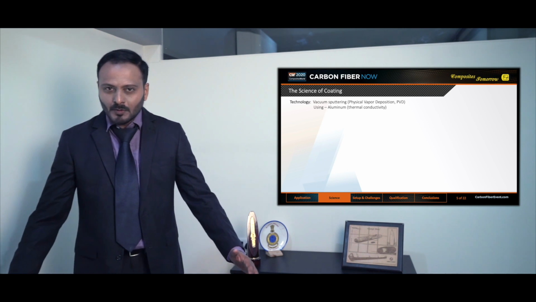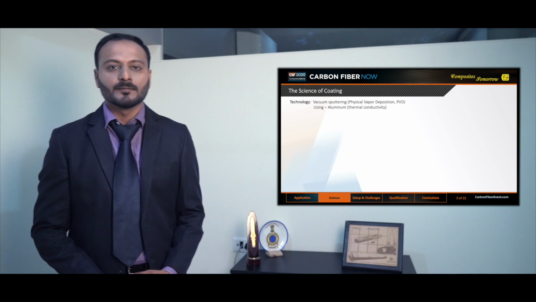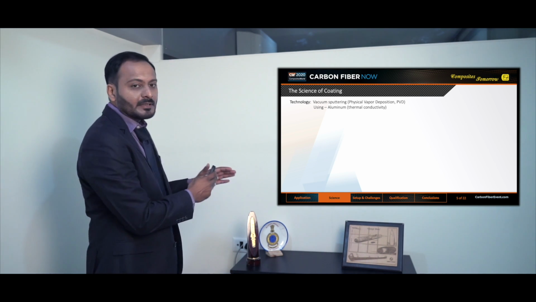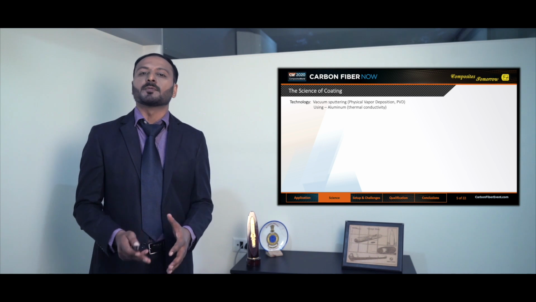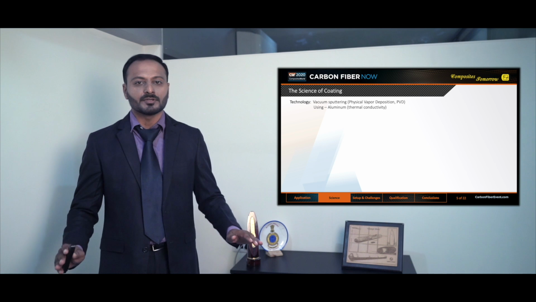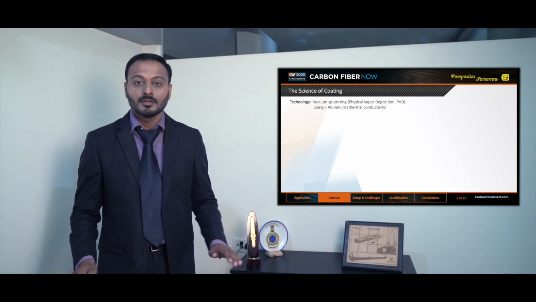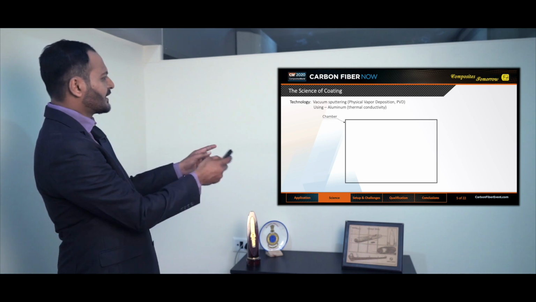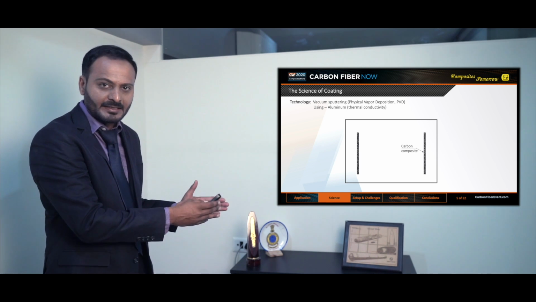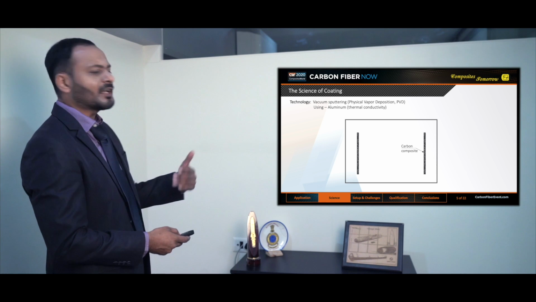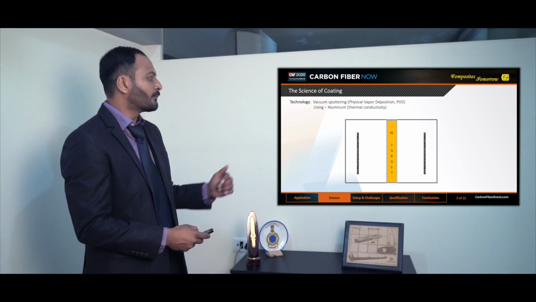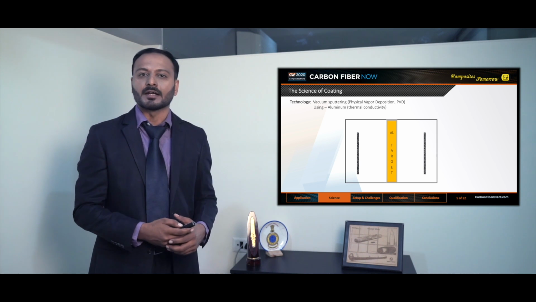So let's explore the science of coating. The basic process of coating aluminium that we propose here is vacuum sputtering. Vacuum sputtering is a physical vapor deposition process done at room temperature. Well, let's imagine there is a closed chamber. We put a carbon fiber shell inside this chamber, and whatever metal we want to coat it with, in this case aluminium, we put aluminium as the central target.